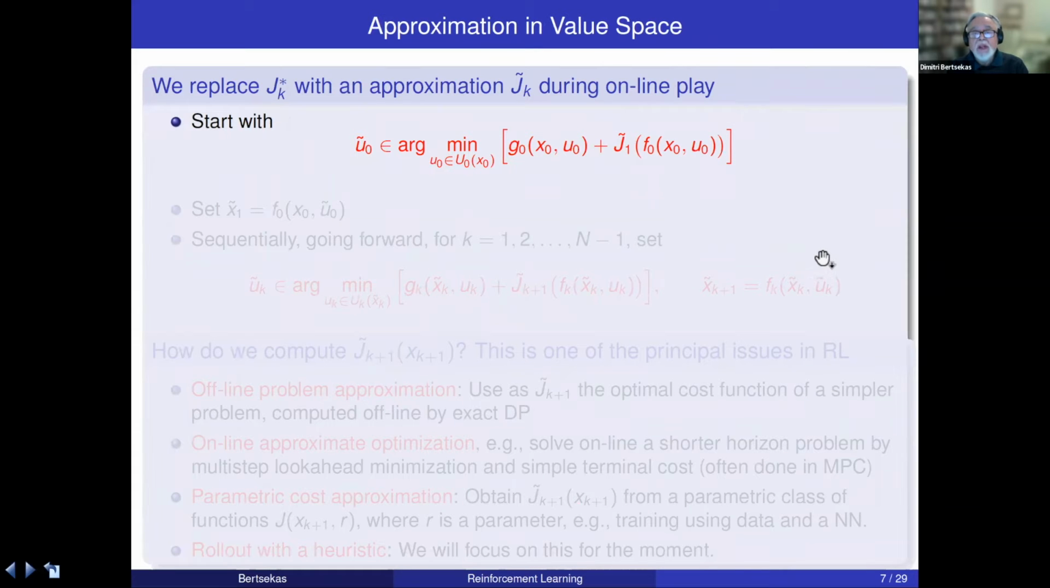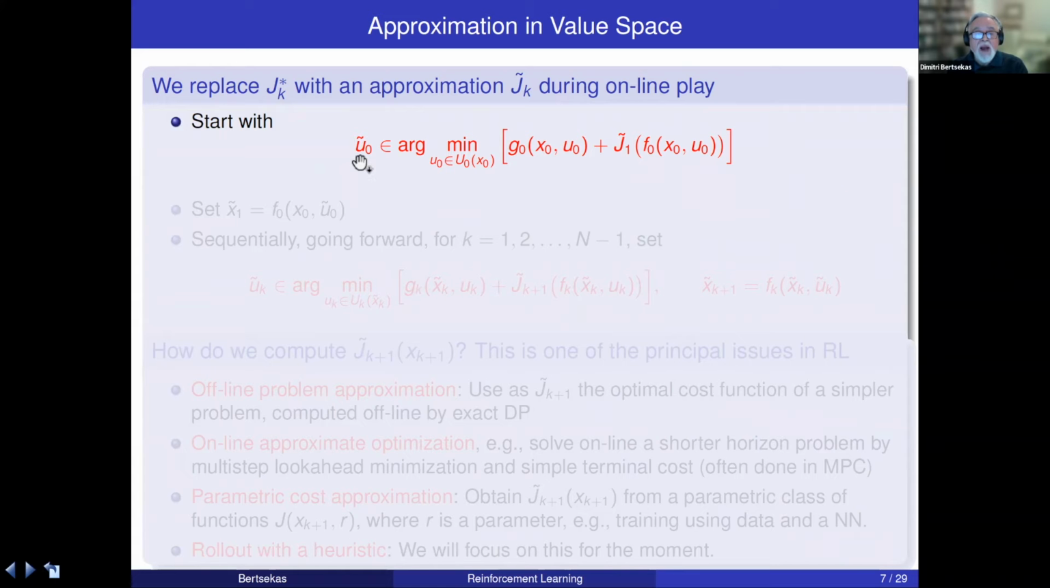So now let's go to approximations. We mentioned that computing J star k is overwhelming calculation. So the idea here is to replace J star k with some approximation during the online play phase. So here we start at, we calculate this minimum at the initial state x0, and it involves, instead of J1 star, we use J tilde 1.